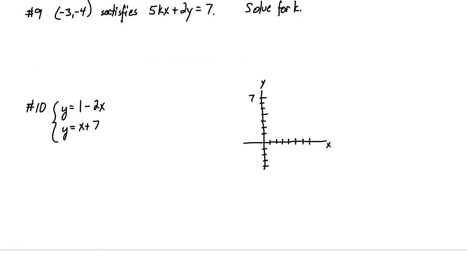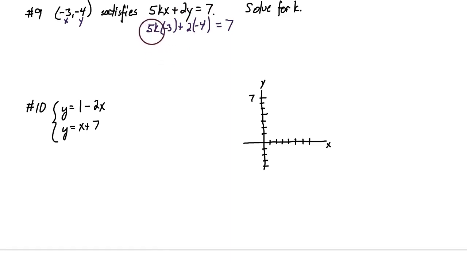Number 9, we are told that -3, -4 solves this equation. That means if you substitute this for x and this for y, you get a true equation. Let's substitute and then solve for k. So for the letter x, substitute -3. For the letter y, substitute -4.